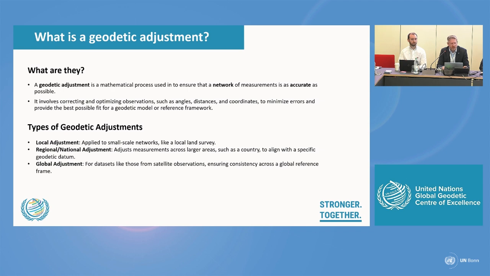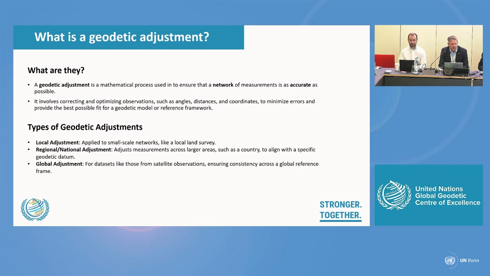So what is a geodetic adjustment? Well, it's a mathematical process, and it's used to ensure that the network of measurements that you collect is as accurate as possible. It involves correcting and optimizing observations. It could be angles, distances, coordinates, and you're aiming to minimize errors and provide the best fit for a geodetic model or a reference framework.